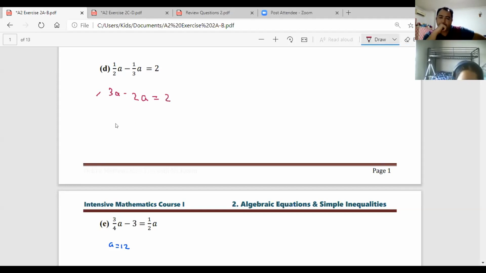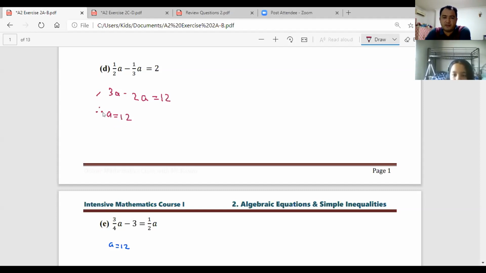So 2 times 6 equals 12. Just write 12. You don't have to delete, Shahina. Just keep it there. Equals 12. So that's A equals 12. Is that right? Yeah, that's it.